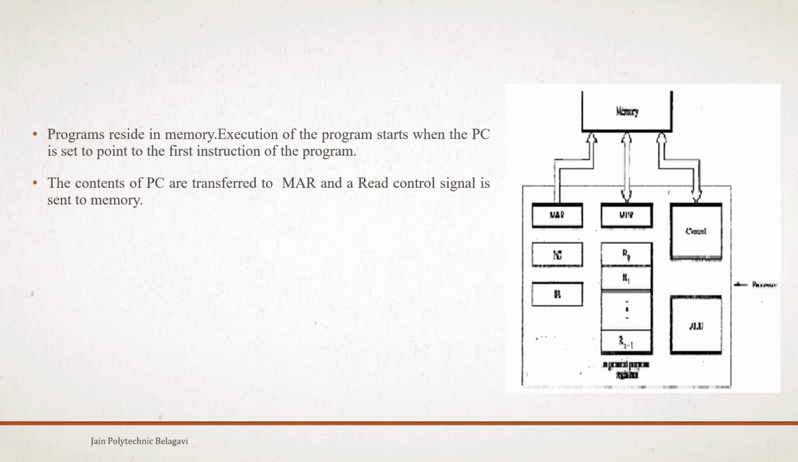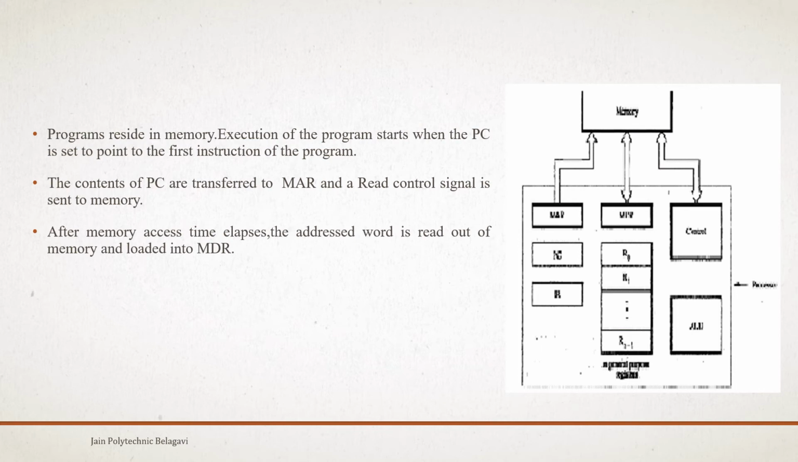Once the PC points to the first instruction of the program, the program counter contains the address of the instruction that is going to be executed. This address, the contents of the PC, will be transferred to the MAR. MAR stands for memory address register. This register gets the address of the instruction which is to be executed, and it is done by sending a read control signal to the memory.